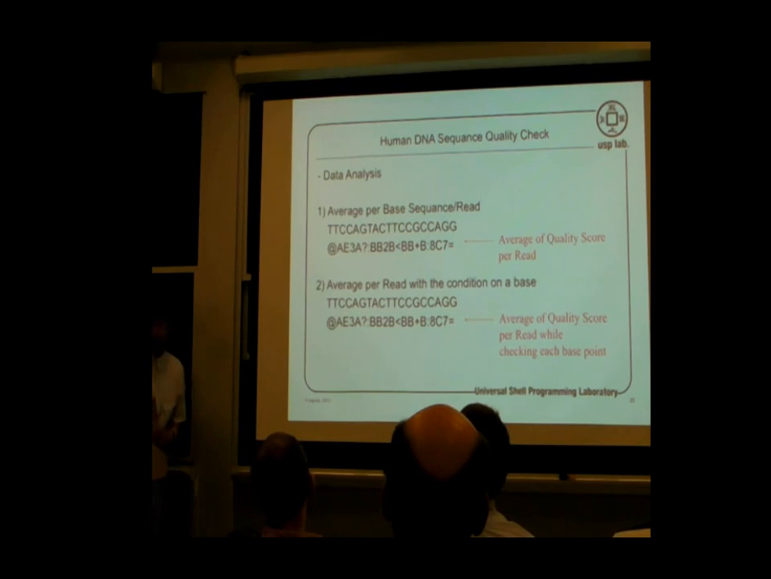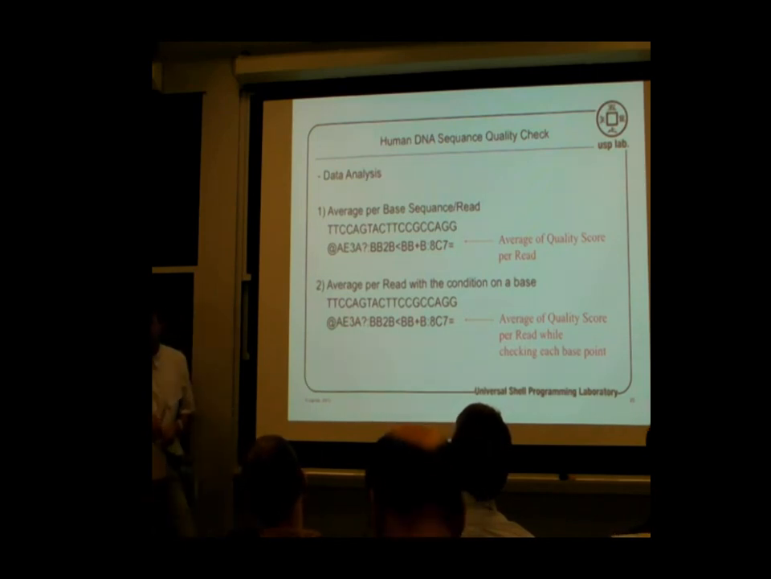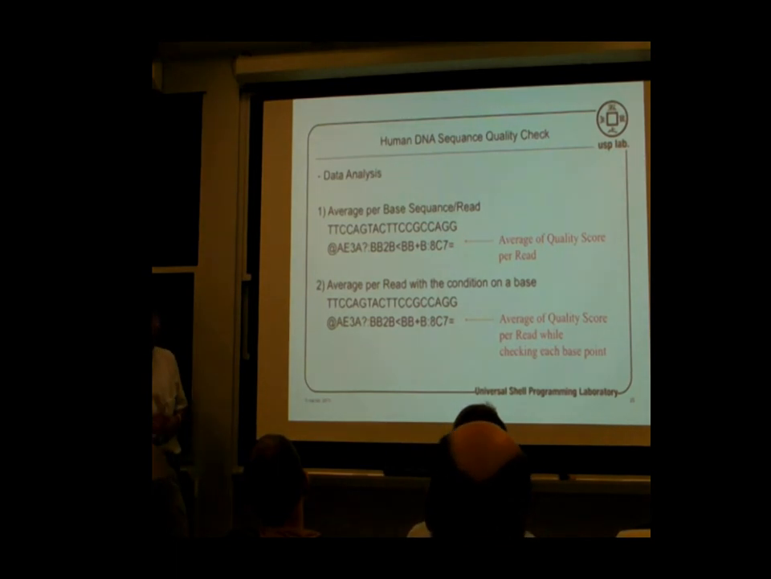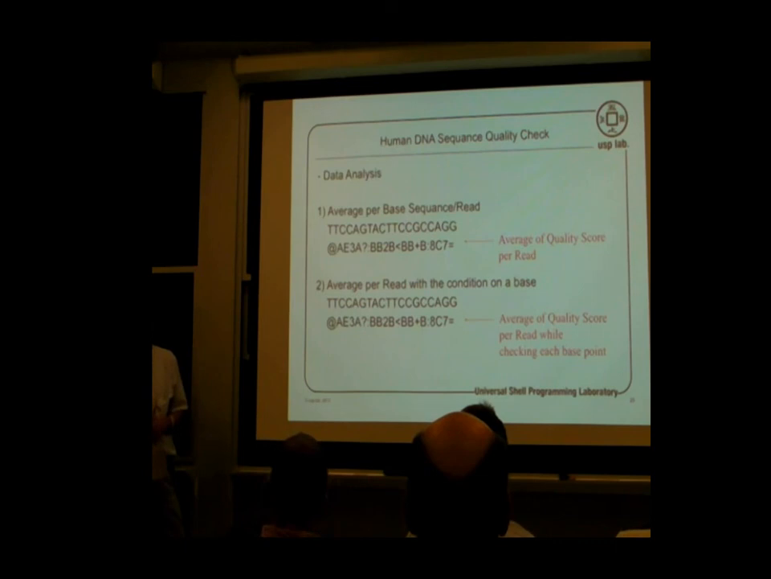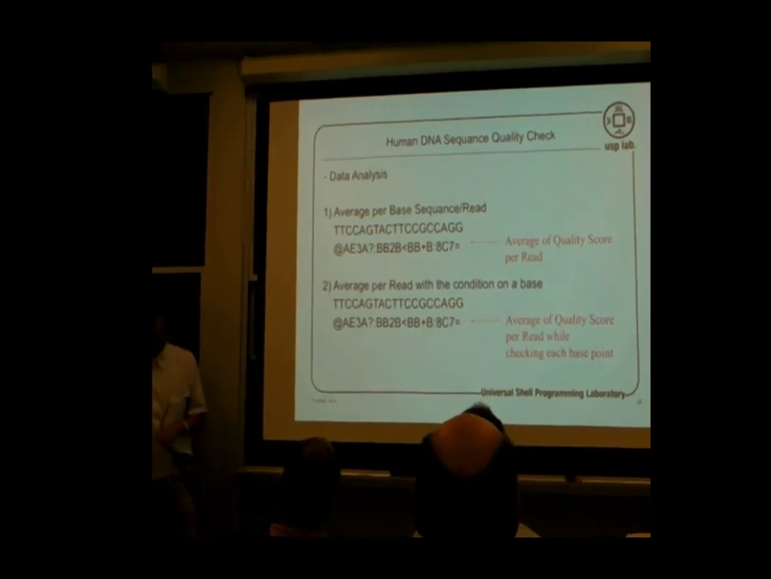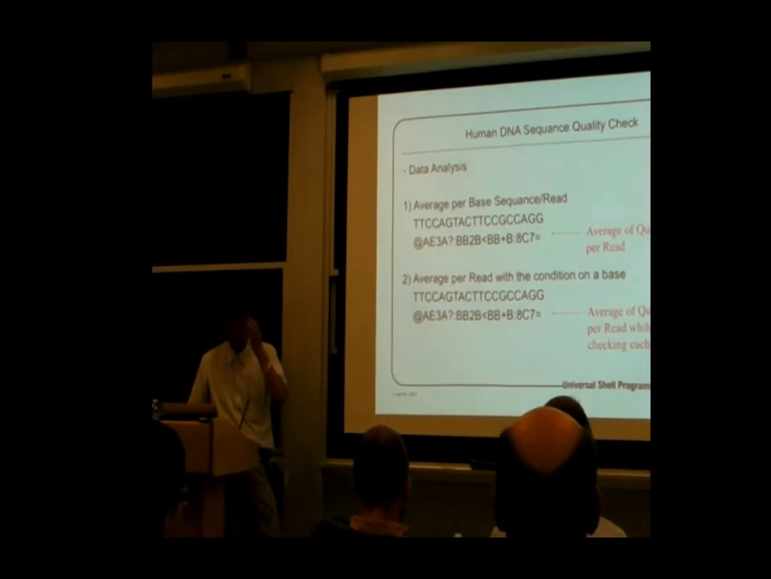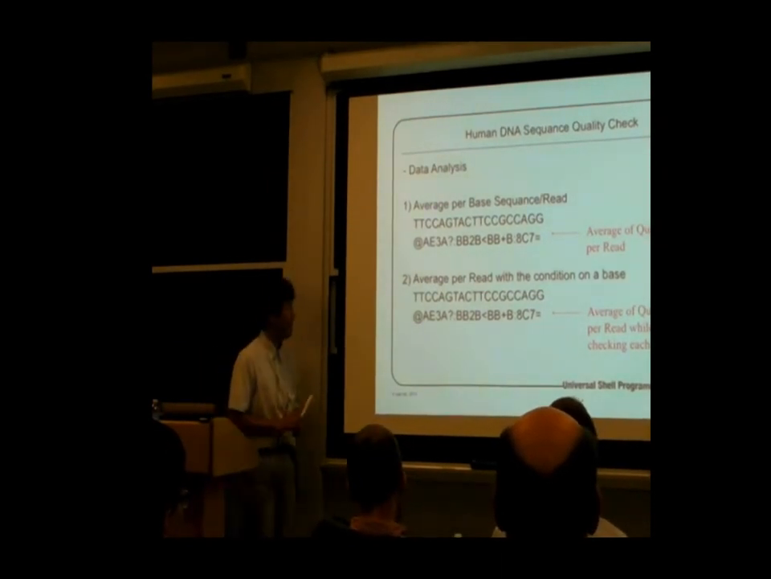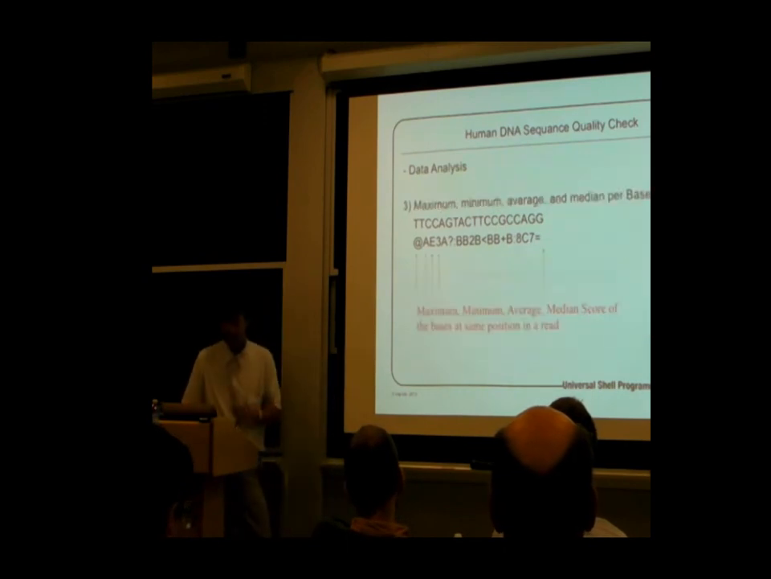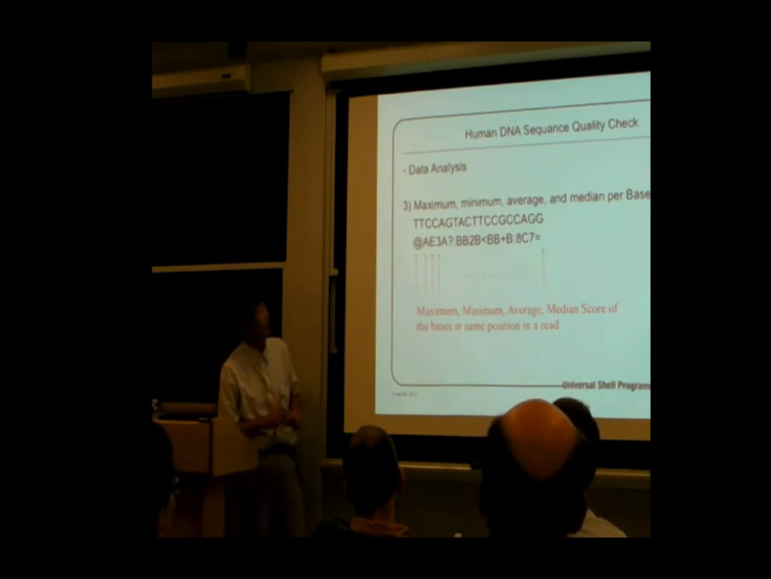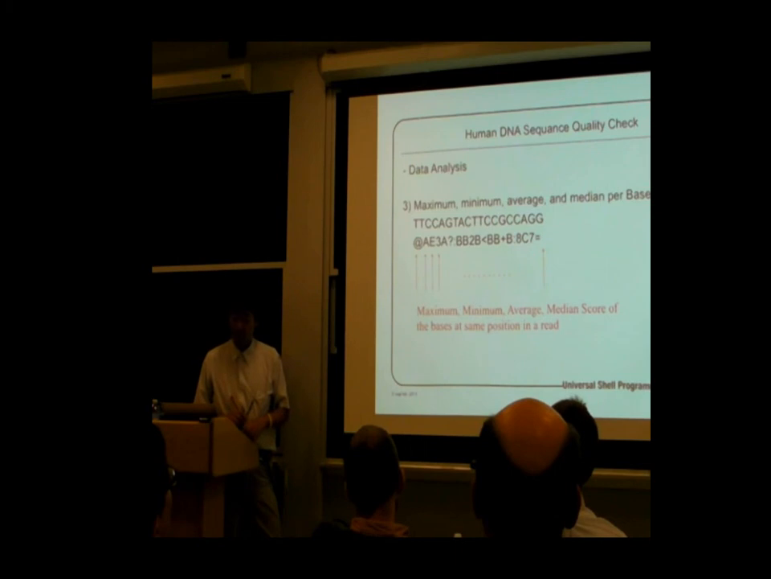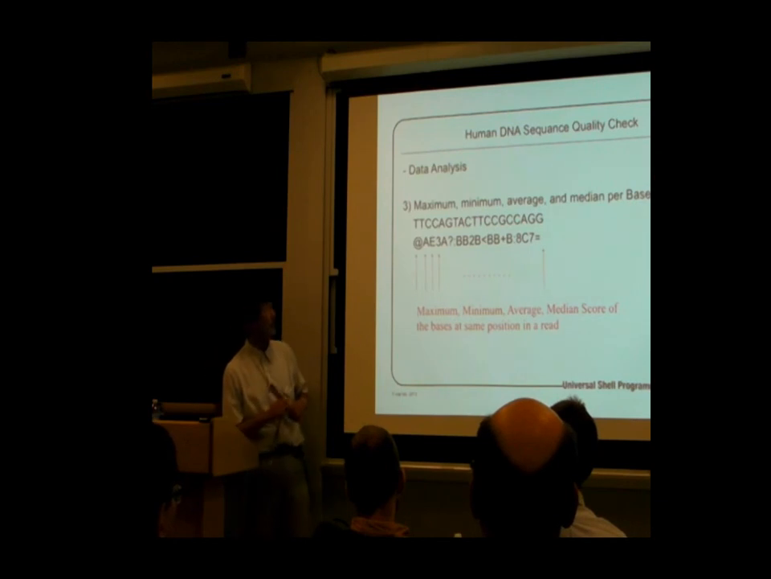And to have a base sequence of DNA with a higher quality score, what we do is, first, calculate the average quality score for every DNA sequence. And second, the average quality score for every read with a quality condition on every DNA base. And the third one is, for the bases which have the same position, calculate the maximum, minimum, average, and random of each base, and output it.